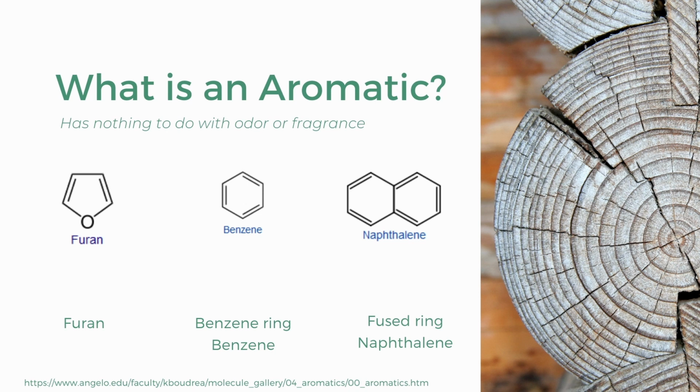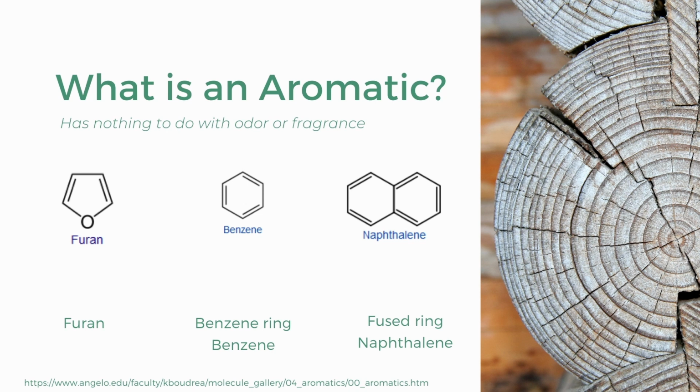The first one is a simple aromatic. This one's called furan, and it's got 4 carbon atoms and an oxygen. So a little bit different shape. Here, benzene, this is the one we're going to focus on today. This one has 6 carbon atoms with 3 double bonds. This is called a benzene ring.